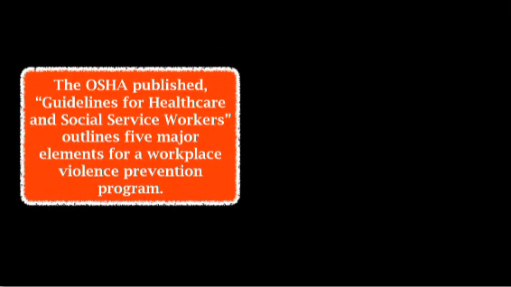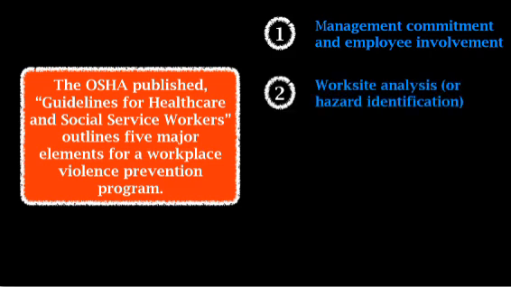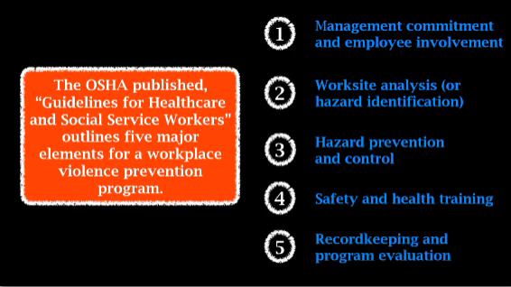The OSHA-published Guidelines for Healthcare and Social Service Workers outlines 5 major elements for a workplace violence program. These are: 1. Management commitment and employee involvement. 2. Worksite analysis or hazard identification. 3. Hazards prevention and control. 4. Safety and health training. And 5. Record keeping and program evaluation.